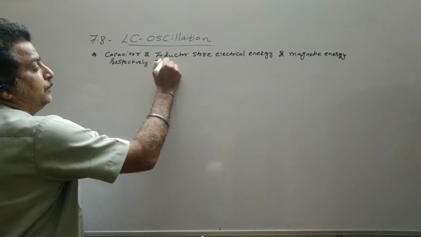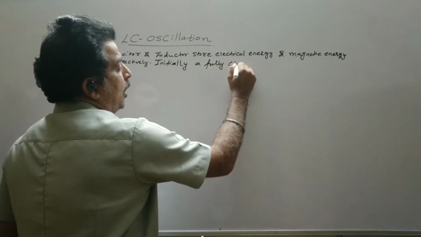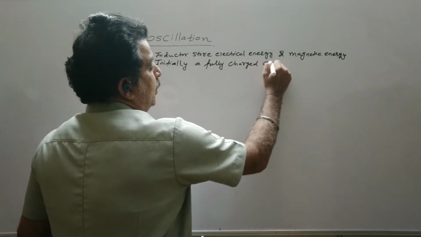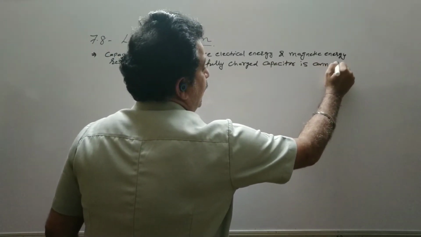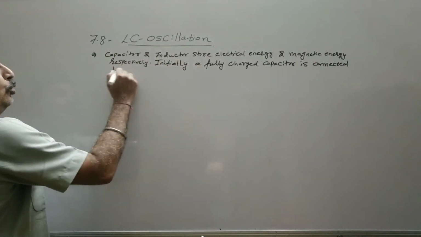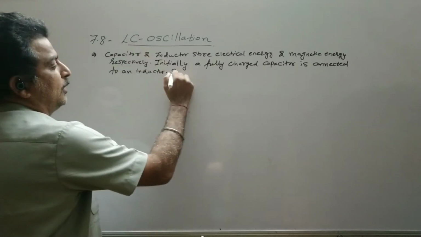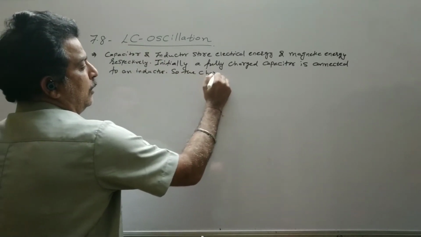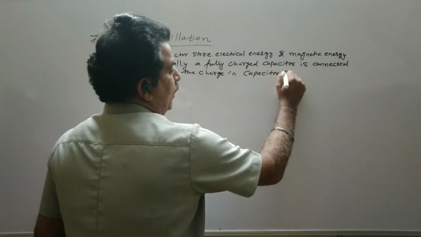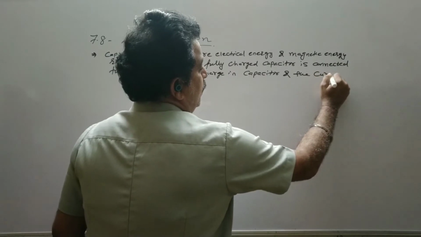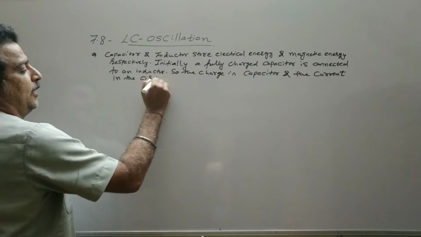So initially a fully charged capacitor is connected to an inductor. So the charge in the capacitor and the current in the circuit. Now this circuit is an LC circuit.